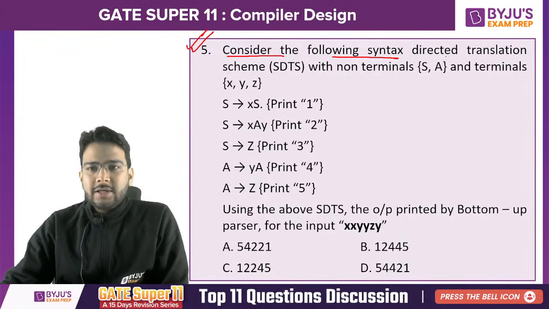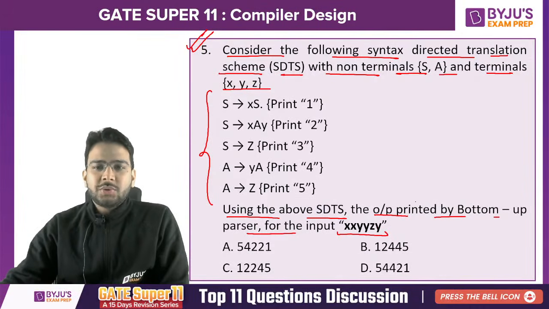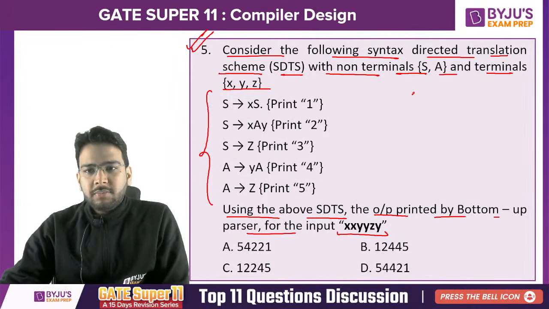Consider the following syntax directed translation scheme. Oh, that we know already, B is wrong. Why are you committing silly mistakes? SDTS with non-terminals S, A and terminals X, Y, Z. So here this is the SDT given to you. Now using this above SDT, the output printed by the bottom-up parser for this input X, X, Y, Y, Z, Y. So let's make the parse tree for this, annotated parse tree.